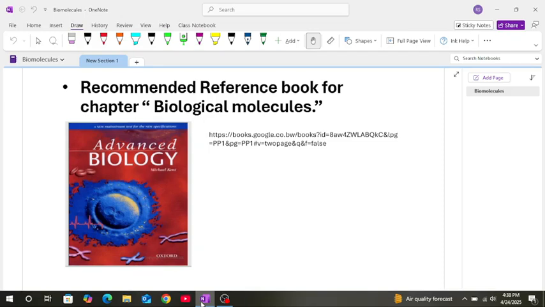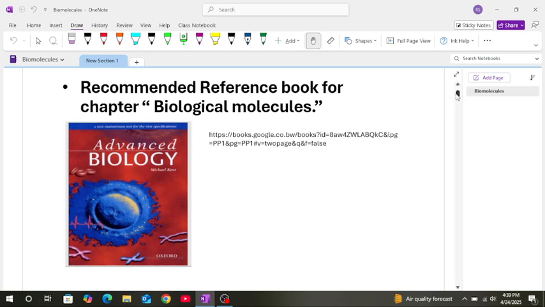Some of the concepts related to biological molecules, and for that, the recommended book that I would suggest for all of the pre-medical students is Advanced Biology, written by Michael Kent, and this is the particular link which could be helpful for the students who want some in-depth information about this particular topic.